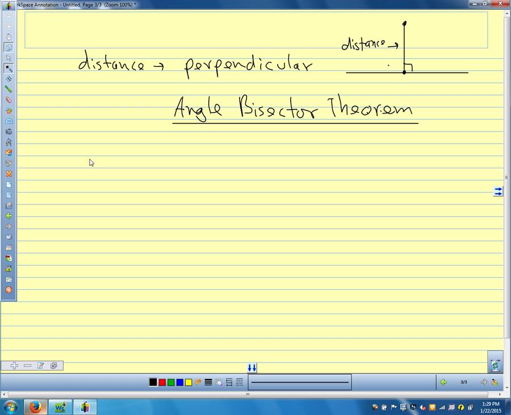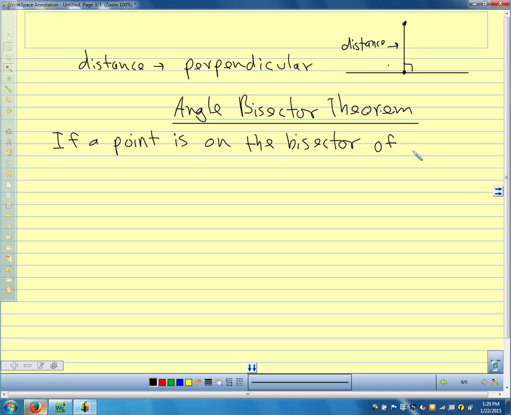All right, so we're going to say if a point is on the bisector of an angle, then it is equidistant from the sides of the angle.